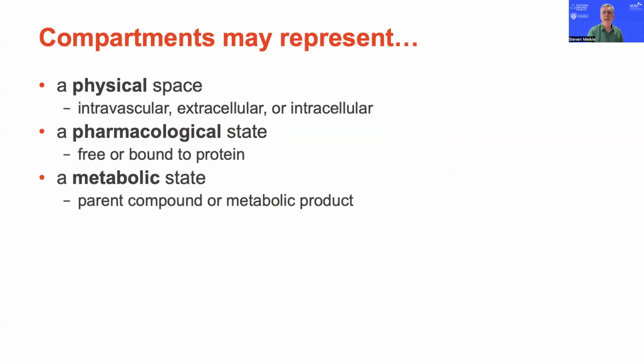So what we want to try and do now is come up with a modeling framework that is more specific for our particular tracer that we're interested in. And we generally use compartmental models for this. Compartmental models can represent either a physical space or a pharmacological state, for example, the bound versus the free state, or it could represent a metabolic state. So for example, in that last part of that slide, we showed the tracer metabolized and the parent radionuclide. So these could all potentially be represented by compartments.